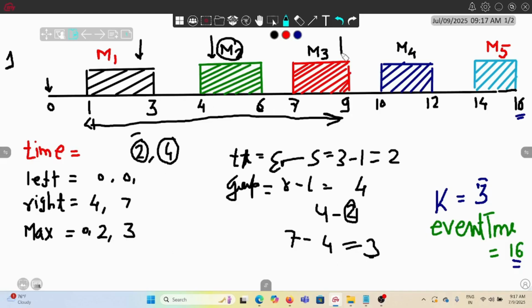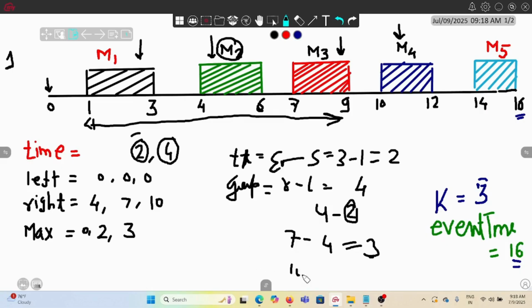Now we are coming to M3. We are still in the first window, so left would still be 0, right? And what would be the right now? Right would be the start time of M4, which is 10. So we will make this 10. So what would be the gap here? 10 minus 0, so it would be 10.